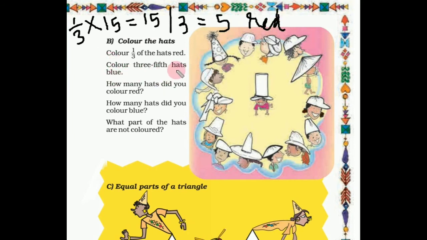Then color 3/5 of the heads blue. So 3/5 into 15. If we multiply 15 by 3, we get 45. 45 divided by 5 is equal to 9. 9 heads blue.